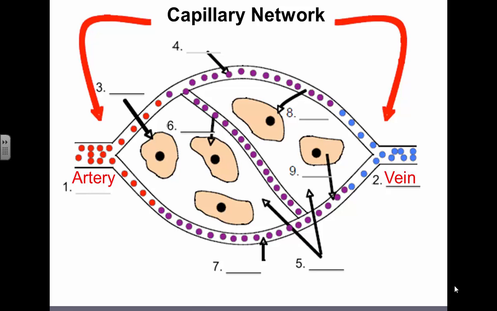So what these sort of body-shaped things represent are cells in our body. It might be brain cells. It could be cells in our intestines or in our muscles or in our heart. They're just sort of general body cells. And almost every cell in our body is very, very close to a capillary.